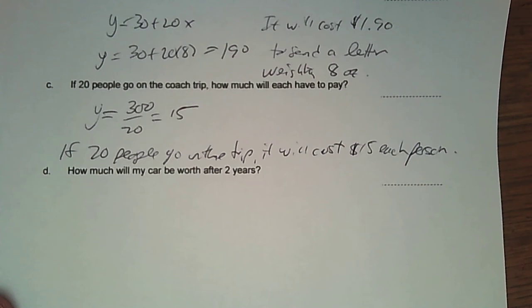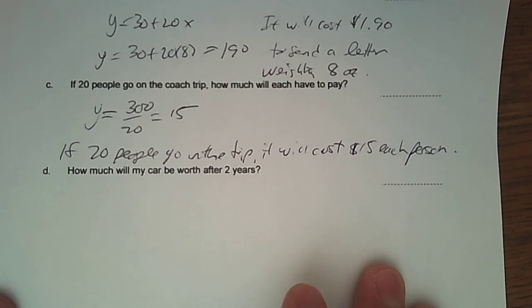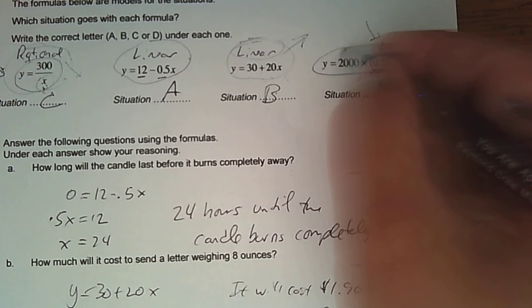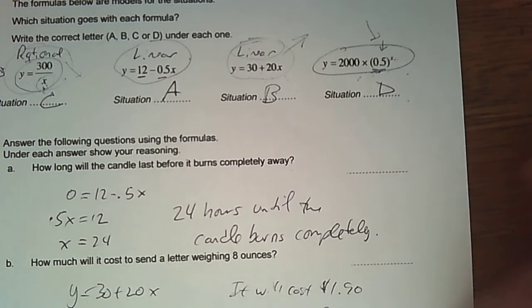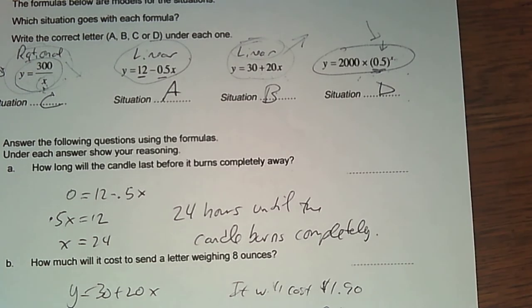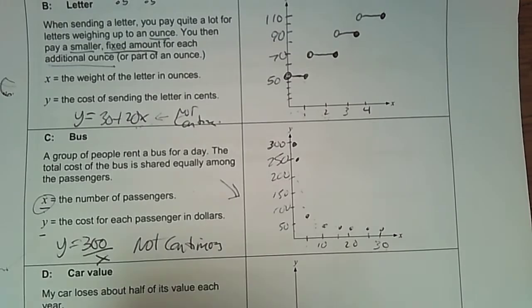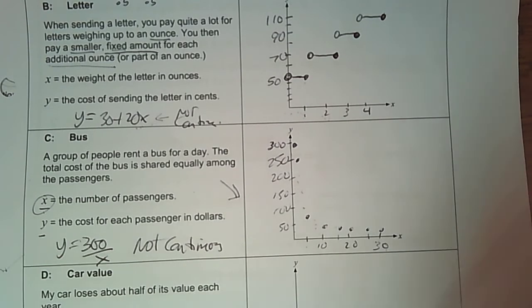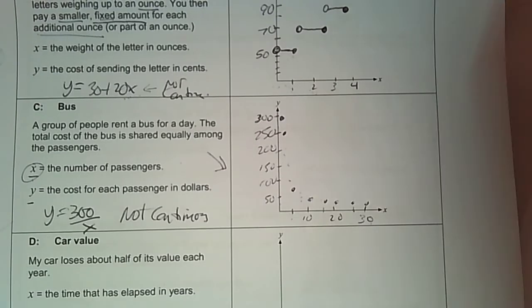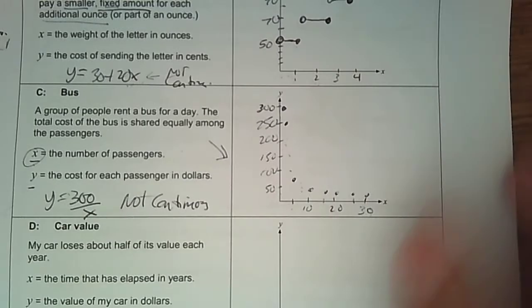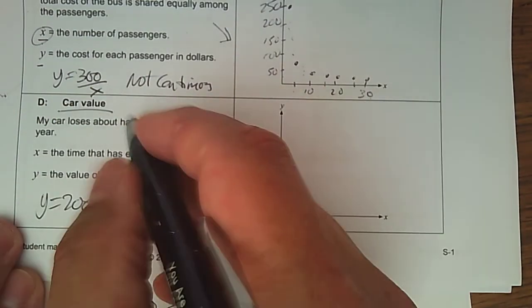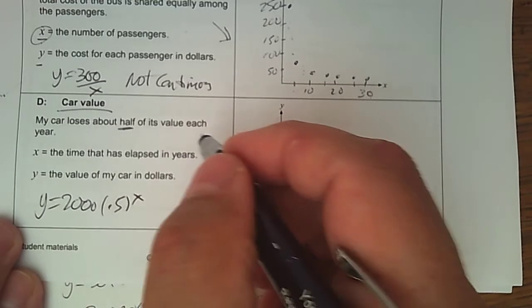All right, one more to go. So obviously the last situation would have to go with D, right? So here's this exponential situation. So let's go back to see why that exponential situation fits. So it's 2,000 times 0.5 to the x. So I'm going to type that in. There it is. So you have a car that loses about half of its value each year.